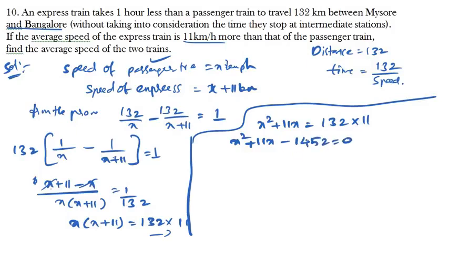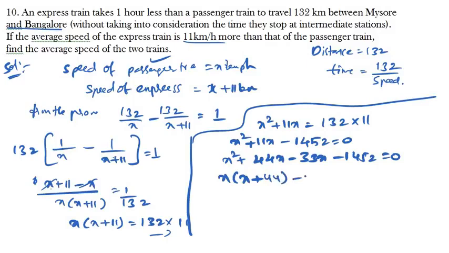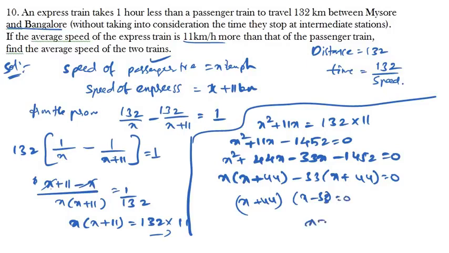Okay, so we have to factorize this one. So x square plus 44x minus 33x minus 1452 is equal to 0. So 44 into 33 will become 1452. So x common, x plus 44; minus 33 common, x plus 44 is equal to 0. So (x plus 44) into (x minus 33) is equal to 0. So x is equal to the positive number 33, that is the answer here.